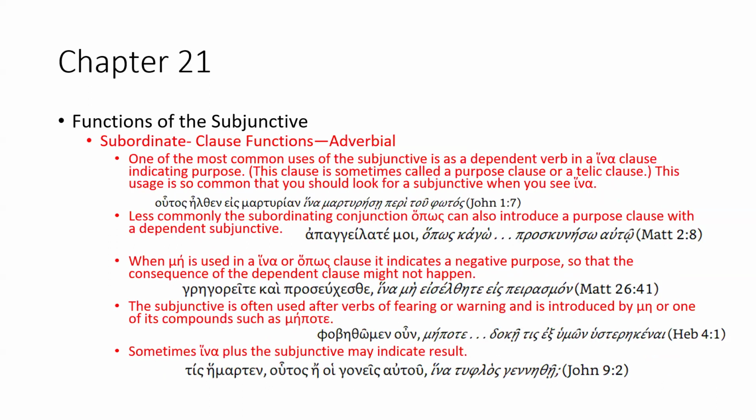Okay, so more functions in the subjunctive, subordinate clause functions. Most of the subjunctives in the Greek New Testament occur in dependent clauses that are introduced with particular subordinating conjunctions. So these contextual clues are often reliable clues that there's going to be a subjunctive. One of the most common uses of the subjunctive is as a dependent verb in a hina clause, indicating purpose. This clause is sometimes called a purpose clause or telic clause. This usage is so common that you should look for a subjunctive whenever you see hina.